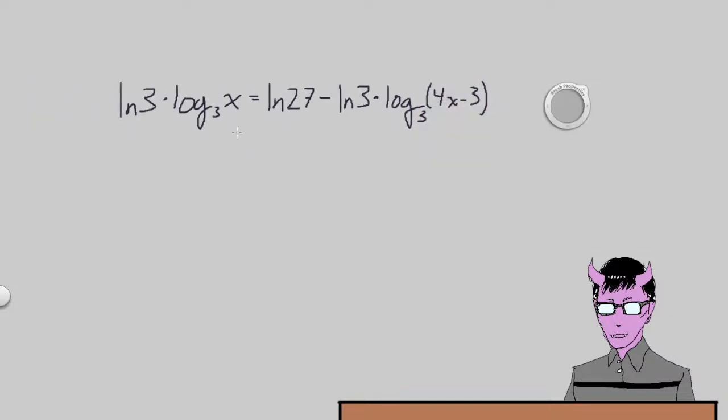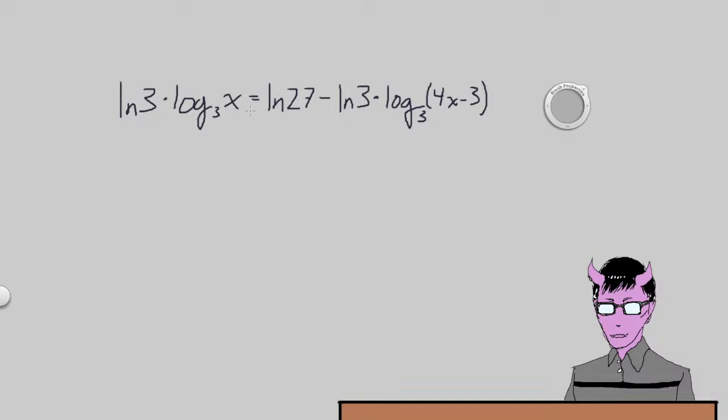Okay, so survey. We have log base, natural log, log base 3, and log base 3. And we have multiplication right here. It's worth mentioning that we don't have an algorithm for combining stuff like this together. So, what do we do?